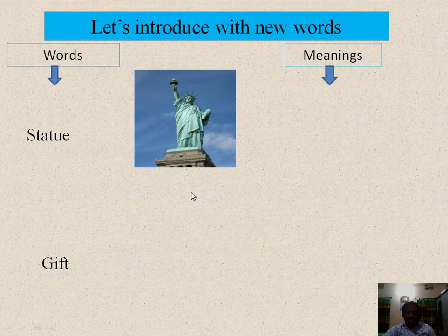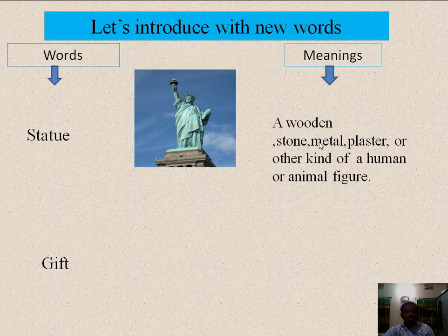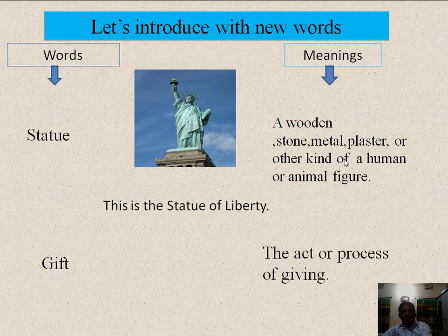Now let's be introduced to new words. As I have mentioned before, I will discuss the first word, statue, meaning a wooden, stone, metal, plaster, or other kind of human or animal figure. Now we would like to use it in a sentence. This is the Statue of Liberty. Now gift, the act or process of giving. France gifted the USA the Statue of Liberty.